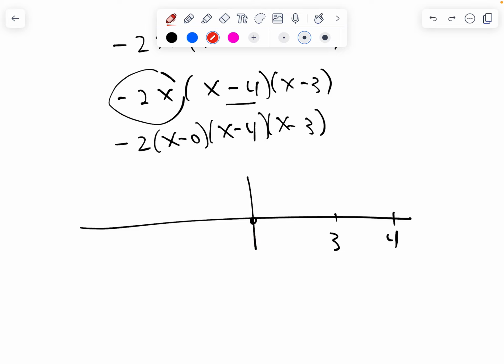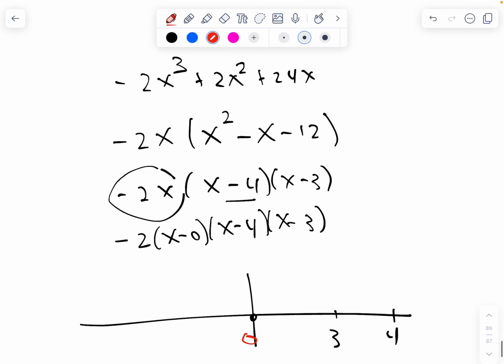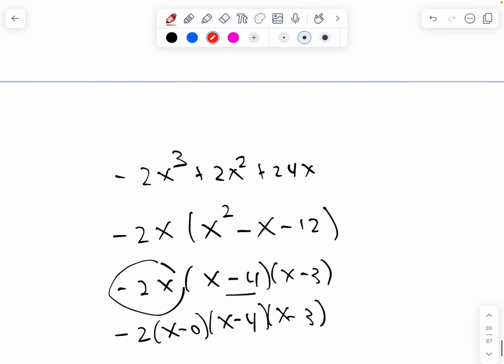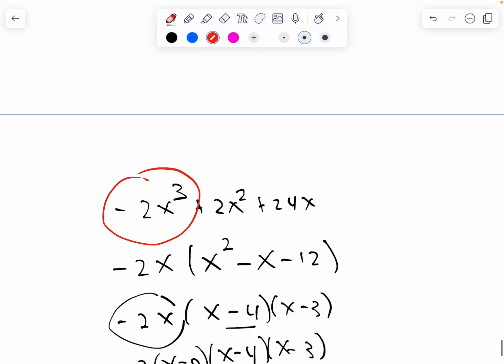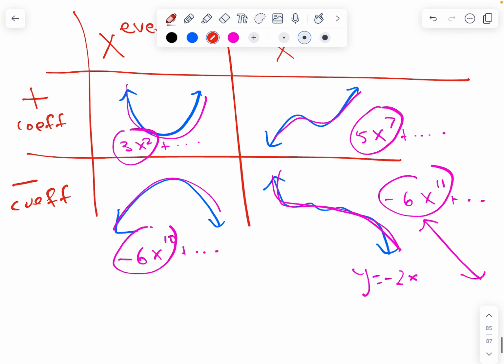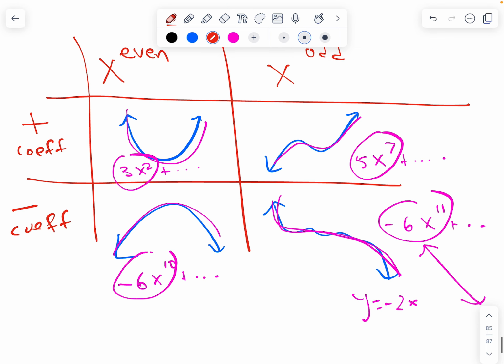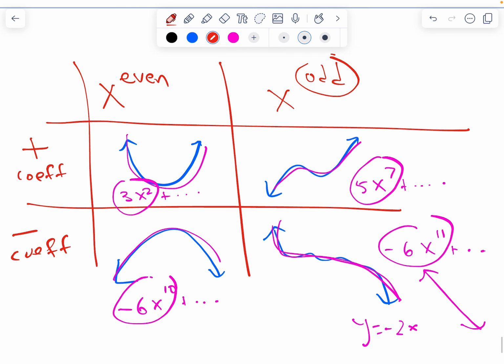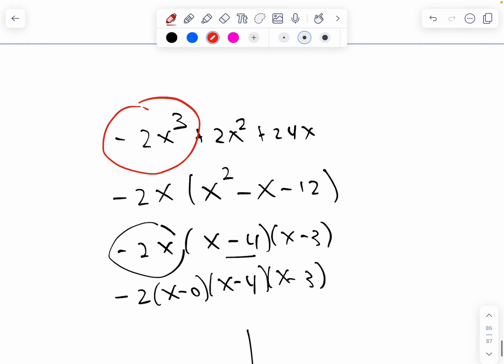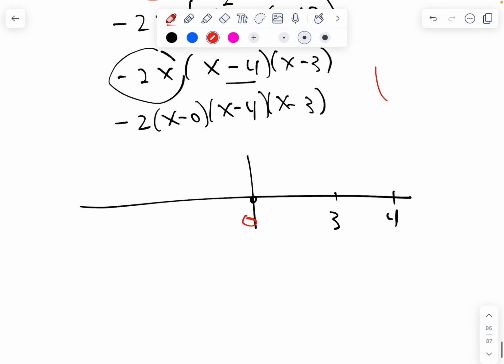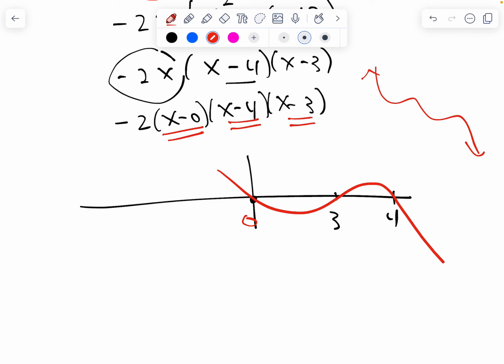Okay, so let's draw this. Let's go back to our notes here. This is negative 2x cubed. So negative 2x cubed, it's going to be this kind of situation because it's odd and it's negative. So you have a downhill kind of thing. So our overall end behavior for this thing is going to be like that. Do we have any special roots? Nope, that's a single root, that's a single root, that's a single root. And so it just goes through normally, and that is our graph.